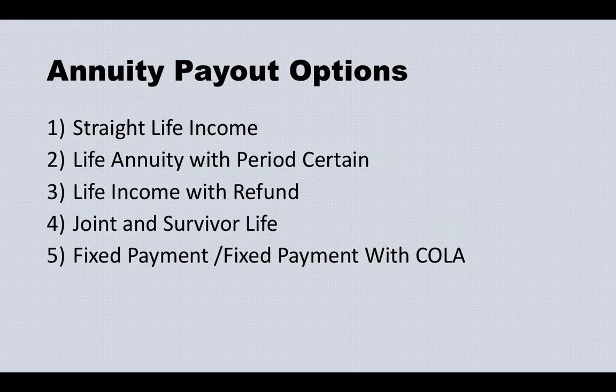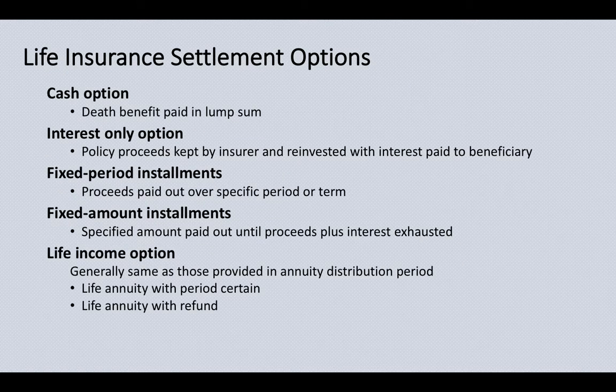So anyway, you can see the payout options, right? This is life insurance, for the beneficiary. You can get the cash option, interest only option, fixed period installment, fixed amount, and life income options.